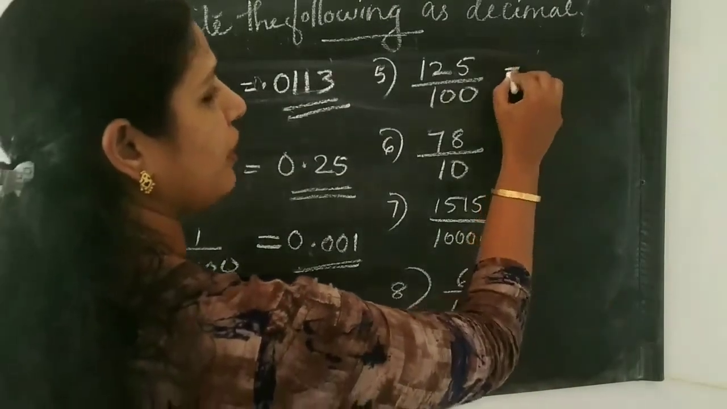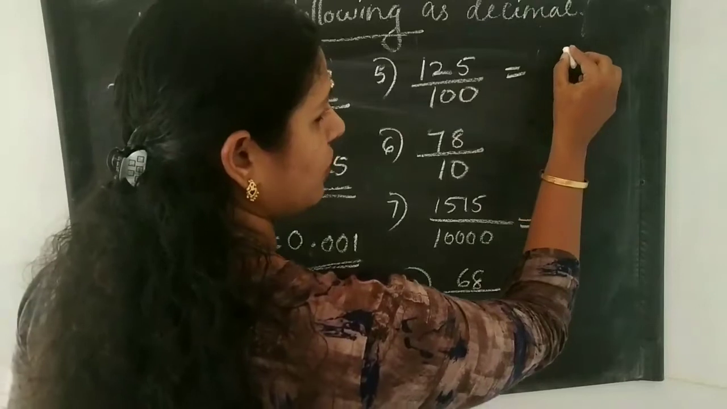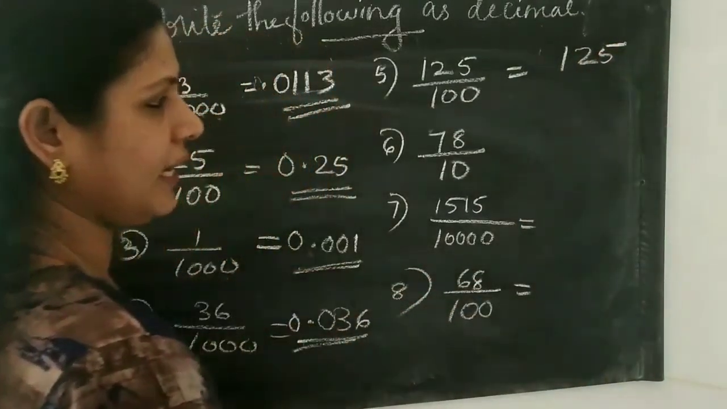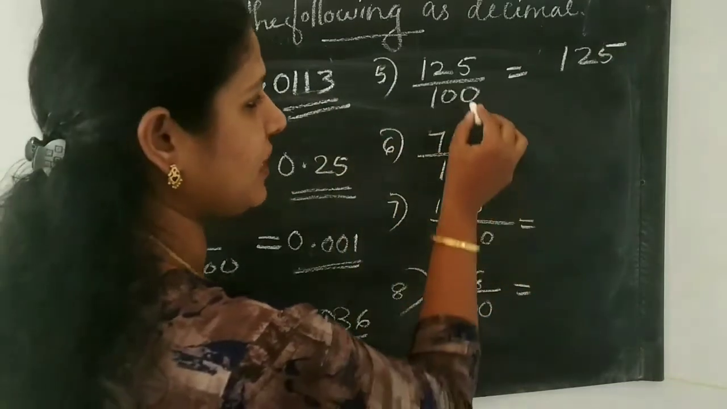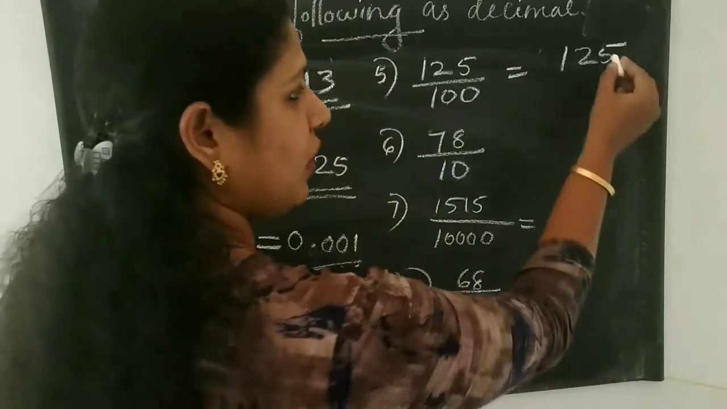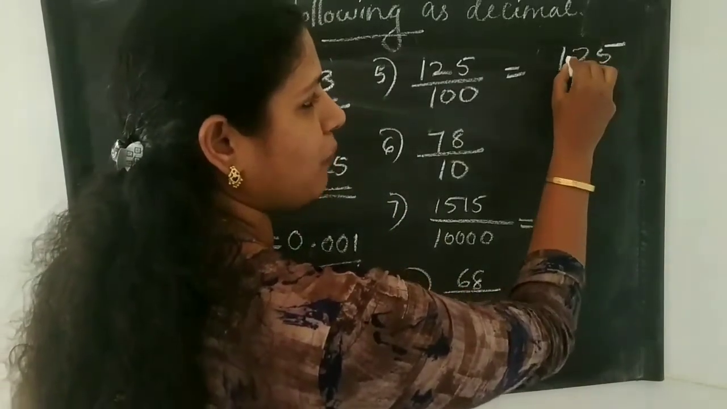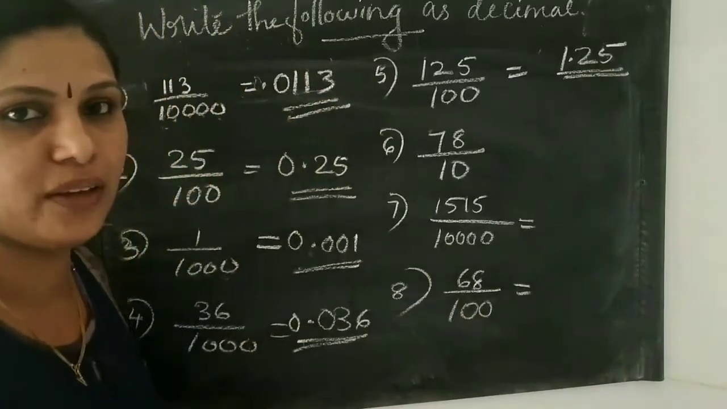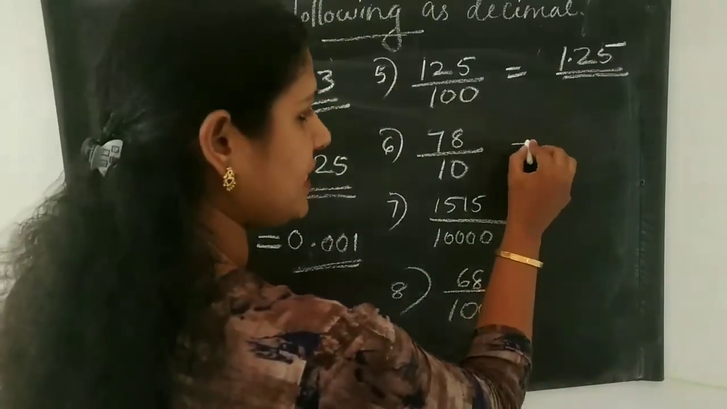Now here 125 by 100. So first we write 1, 2, 5. Then next we count the place values, 1, 2. 2 place values, and put a point here. 1.25.